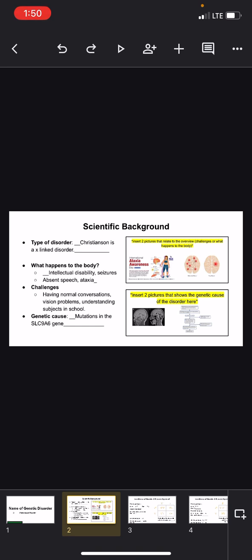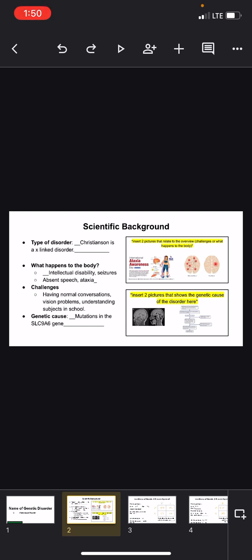Someone with this disorder will experience intellectual disability, postnatal microcephaly, seizures, ataxia, absent speech, and eye movement abnormalities. Some challenges people with this disorder experience are having normal conversations, vision problems, and understanding subjects in school. As I mentioned earlier, this is a genetic disorder.